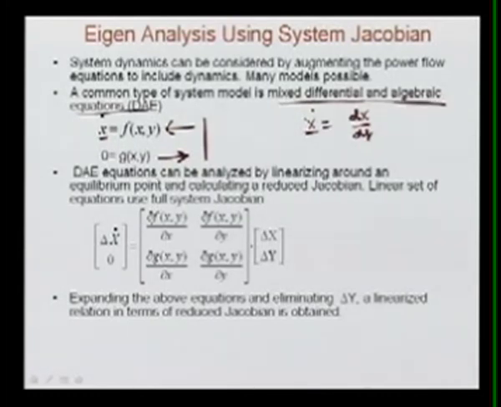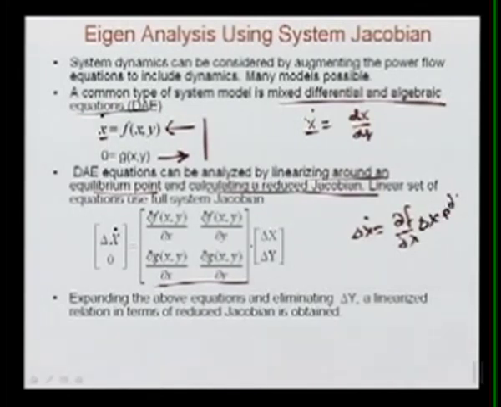These DAE equations can be analyzed by linearizing around an equilibrium point and calculating a reduced Jacobian. It means we can linearize this equation by differentiating it: the change in x dot will be f_x times change in x, plus f_y times change in y. Similarly, we can write the other equation, and we can write a Jacobian matrix J.